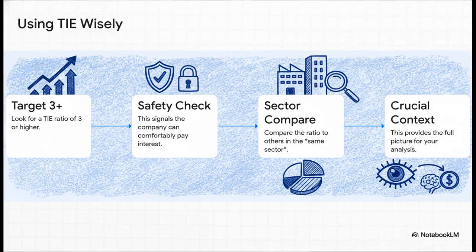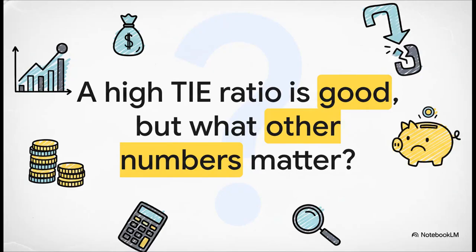So how do you use this wisely? First, just like we see here, you can start by screening for companies with a TIE ratio of 3 or more. Think of it as your first safety check. But, and listen, this part is absolutely critical. You can't stop there. You have to compare that company's ratio to others in the same industry. A big manufacturing company is going to have a totally different TIE profile than a software company. It's all about context. Sometimes a low ratio isn't a red flag. It could just mean a company is borrowing a lot to grow super fast. That's a different kind of risk, but one you need to understand. Context is everything here.